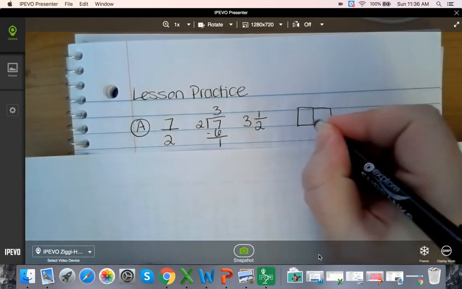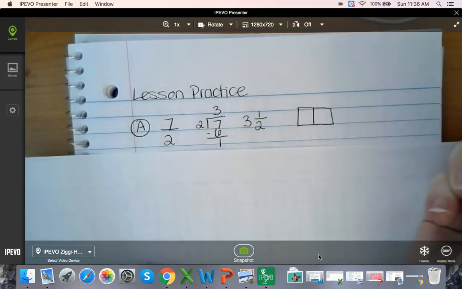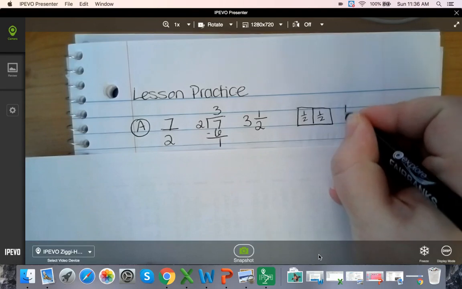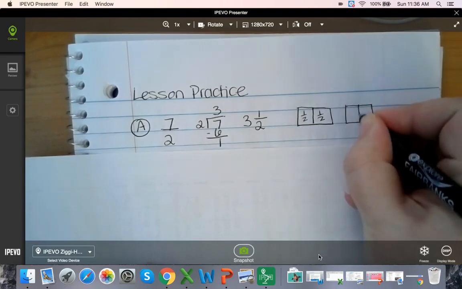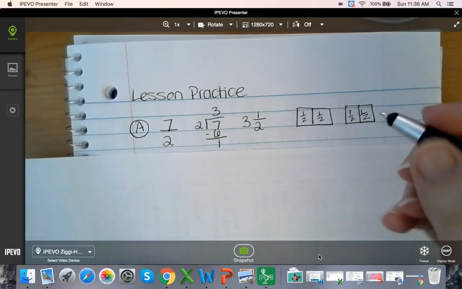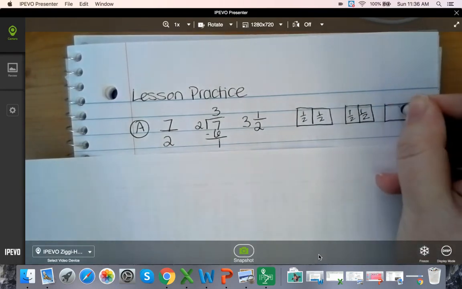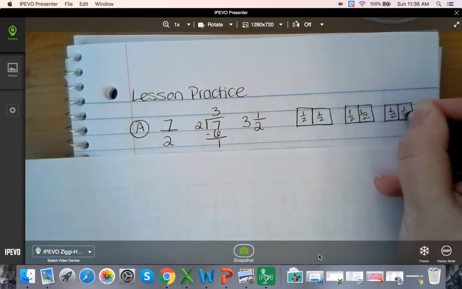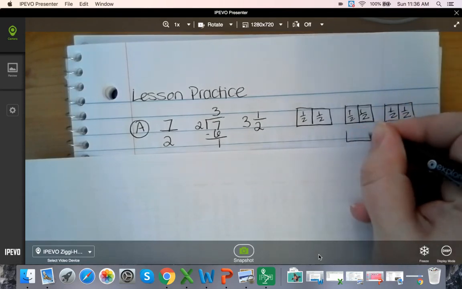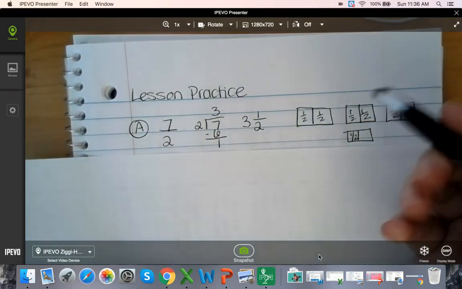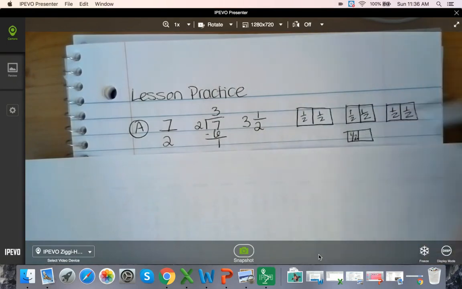So I've got 1/2 here, 1/2 here. Make more halves here, 1/2, 1/2. I need to go all the way to 7. So 1/2, 2 halves, 3 halves, 4 halves, 5 halves, 6 halves, and then I need to draw another one, but I'm only going to do it like that. So now I've got 1, 2, 3, 4, 5, 6, 7 halves.